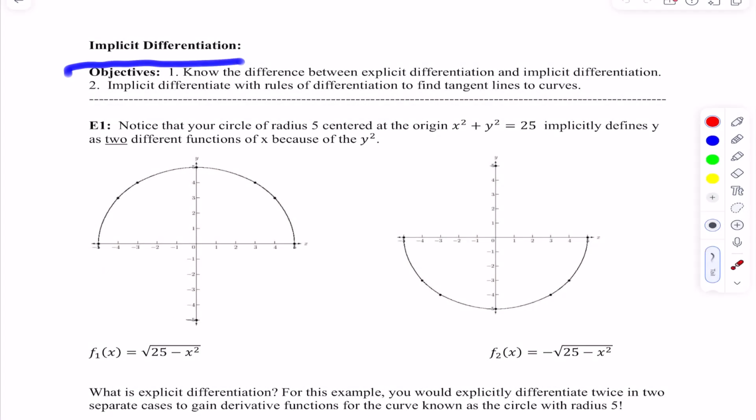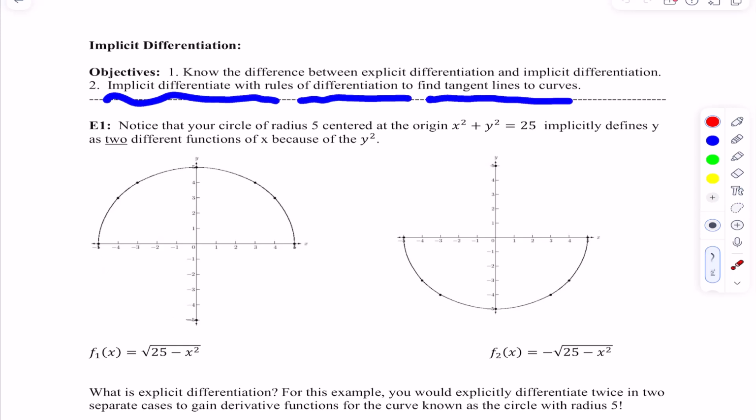Implicit differentiation. Our objectives today are to know the difference between explicit differentiation and implicit differentiation, and to implicitly differentiate with rules of differentiation to find tangent lines to curves. We're going to first start with a conic section. We'll start with x squared plus y squared equals 25.